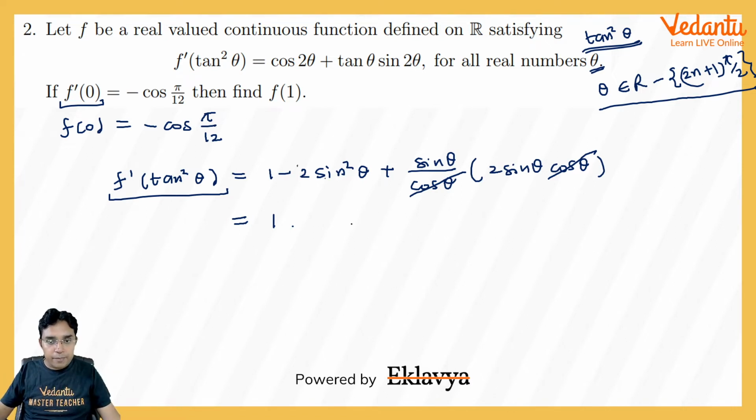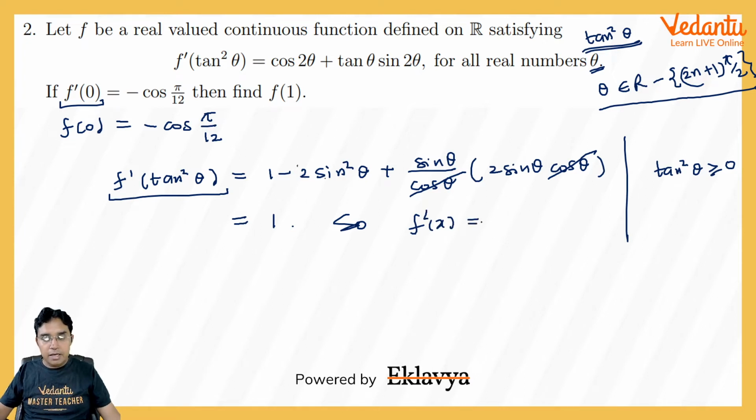In fact, by this tan square theta, what I was supposed to say is that tan square theta is always greater than or equal to 0. It may go up to infinity. So f dash x is equal to 1 for all x that belongs to 0 to infinity. That means the slope is constant, and you may call this a straight line function with slope equal to 1. So we can write this f x in mx plus c form, in which m is 1 and c is the value at x is equal to 0, isn't it?